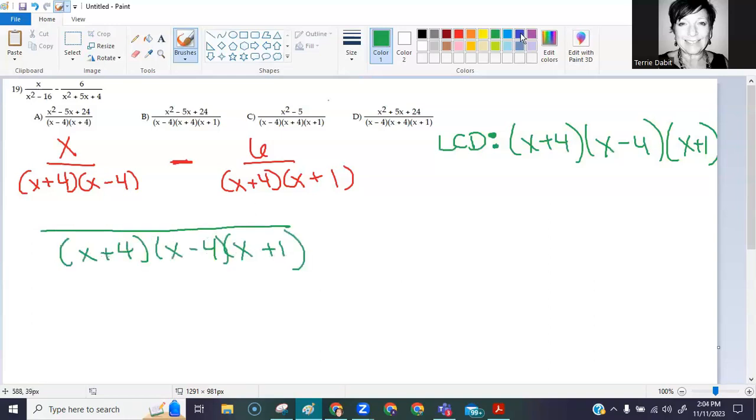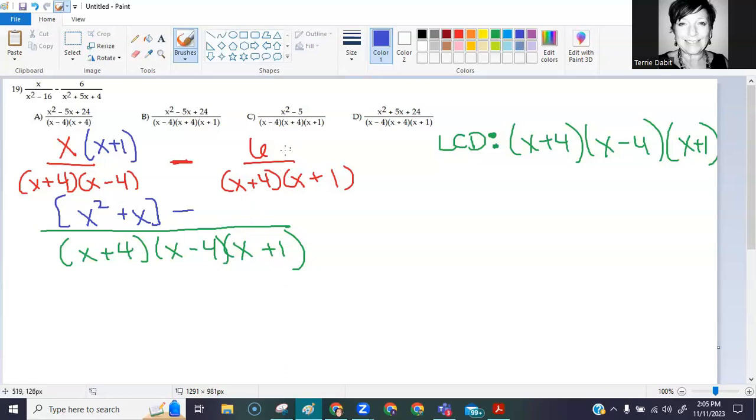Okay, next step is to see what is missing. It looks like in the first one, I am missing on the left side, I'm missing x plus 1. So if I multiply that together on that side, I have x squared plus x. I still have a minus in the middle. You notice that I'm keeping this in brackets because I already know that I'm going to have to change my signs on the right side.